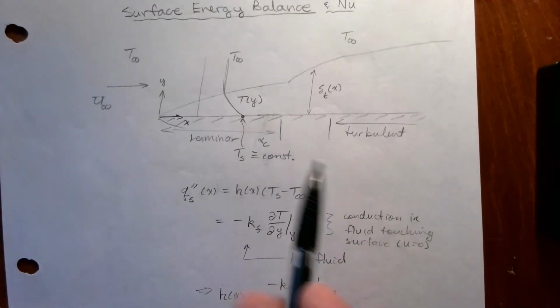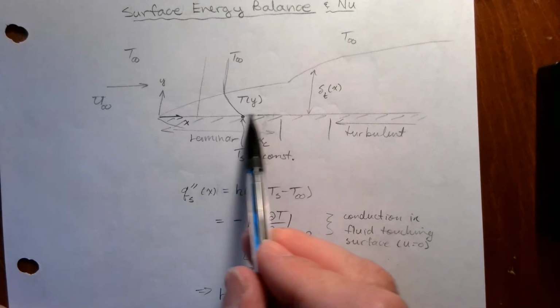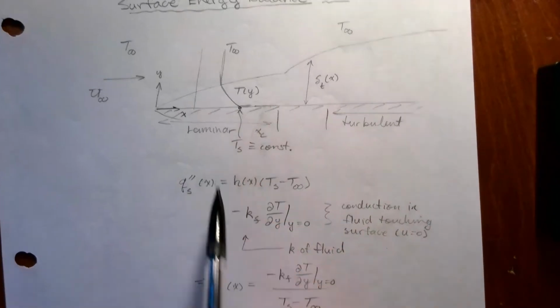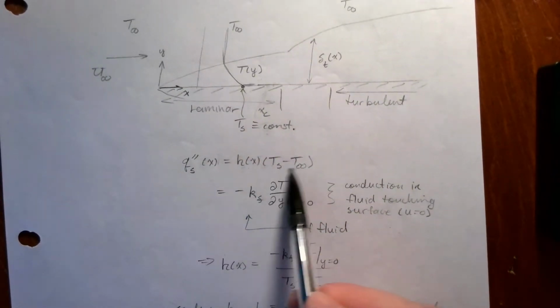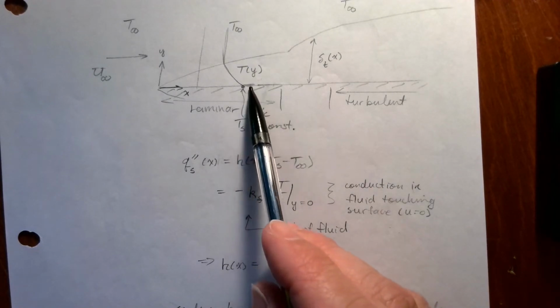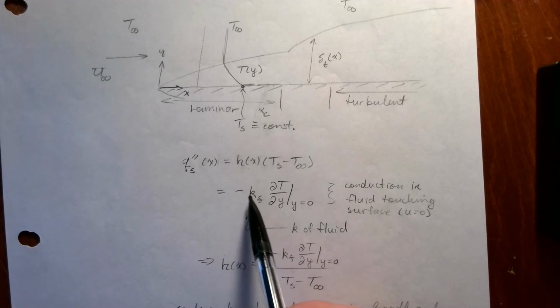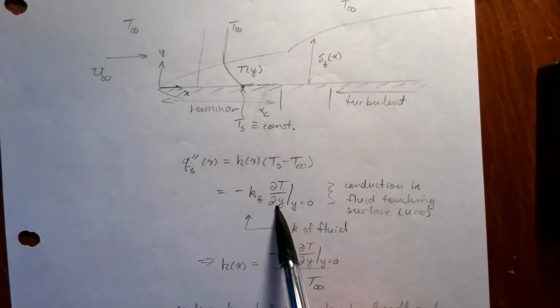What I want to focus on here is the energy balance right here on the liquid layer again. On the liquid that's not moving, where the velocity is 0 there, the flux through the surface is h times the temperature difference, which is also equal to what's conducting through that surface. So minus k of the fluid in this case times the partial of T with respect to y at y equal to 0.